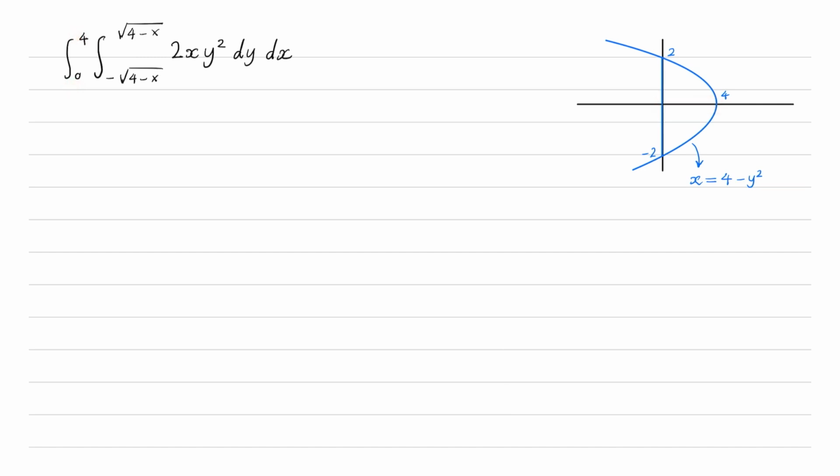And for any fixed x, y changes from this minus the square root of 4 minus x to plus that. So for any fixed x, y goes from minus the square root of 4 minus x to plus the square root of 4 minus x. And this determines a parabola with this equation, x equals 4 minus y squared.